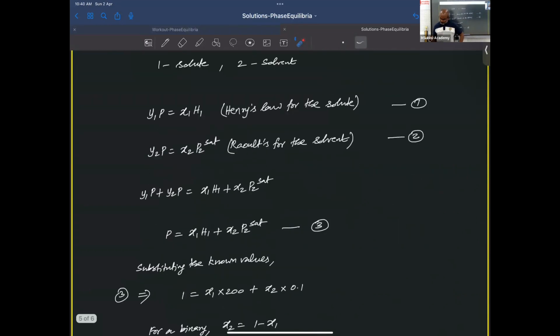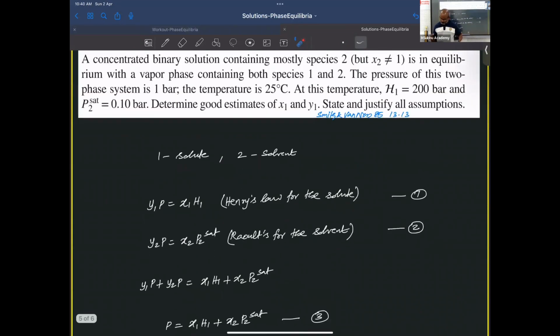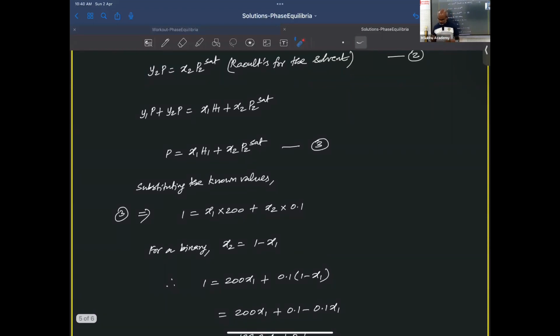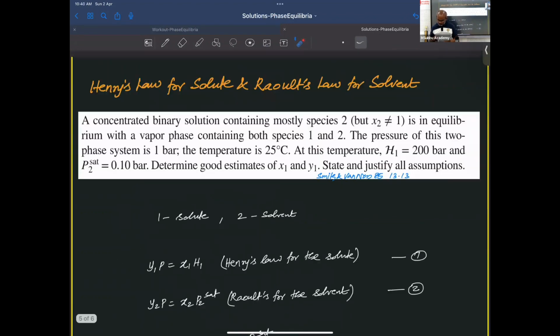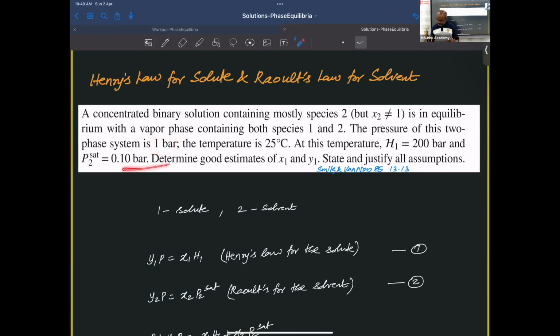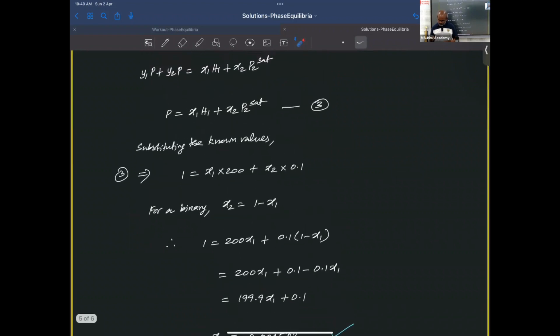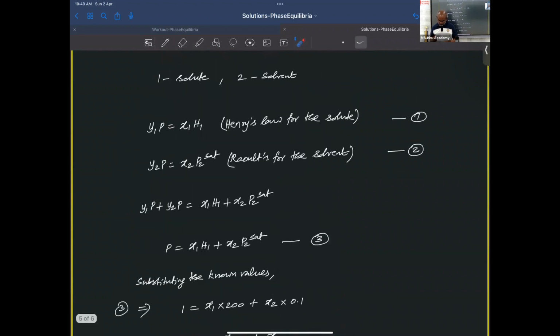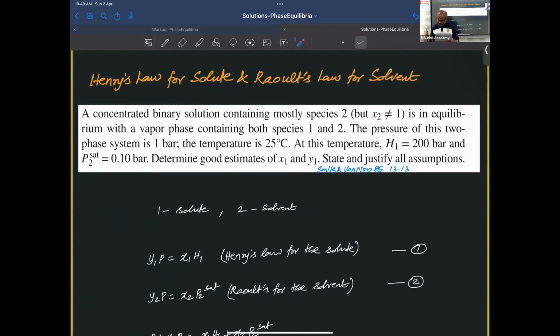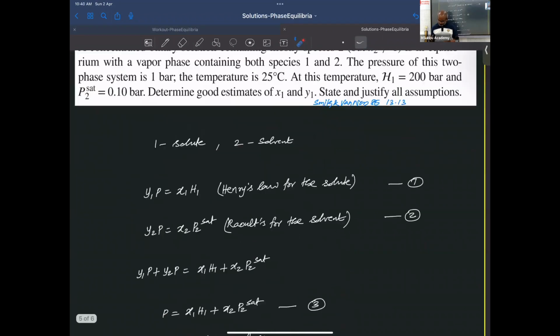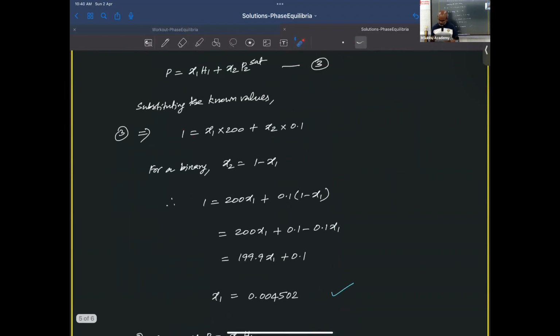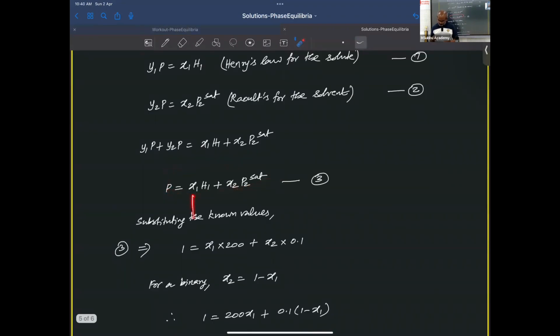Now, what is finally needed is X1 and Y1, the equilibrium composition. Of course, we are given H1, P2sat, as well as P. The system pressure, vapor pressure and Henry's law constant are all available. So the pressure is 1 atmosphere, 1 bar. Total pressure is 1 bar, and vapor pressure is 0.1 bar. Using that in the expression, except X1, everything is known. X2 is simply 1 minus X1.